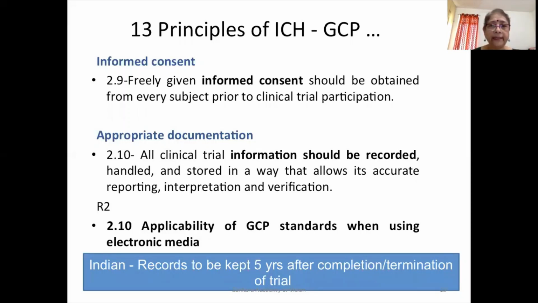Then you come to the another very important aspect, the informed consent. So 2.9 insists that the informed consent should be obtained from every subject or participant prior to clinical trial participation. And there should be appropriate documentation of all the information that you record. How you record it, how you handle it, and store it for accurate reporting, interpretation, and verification is very, very important aspect of ICH-GCP. So R2 that I had talked to you about, we will come to that later also.